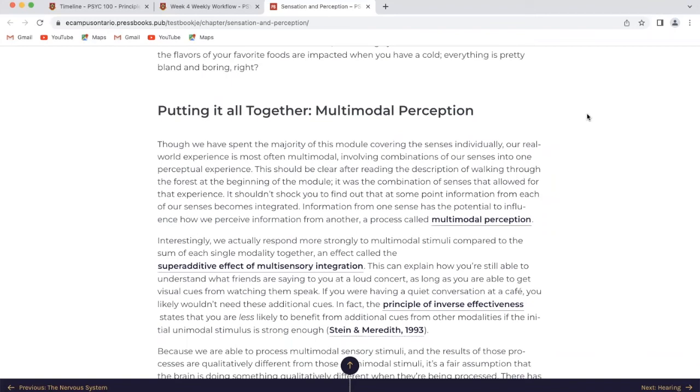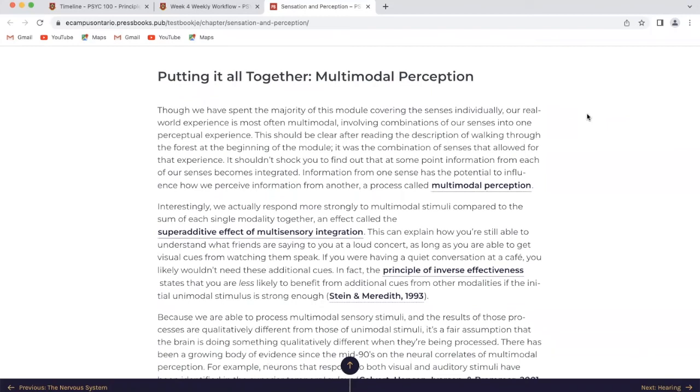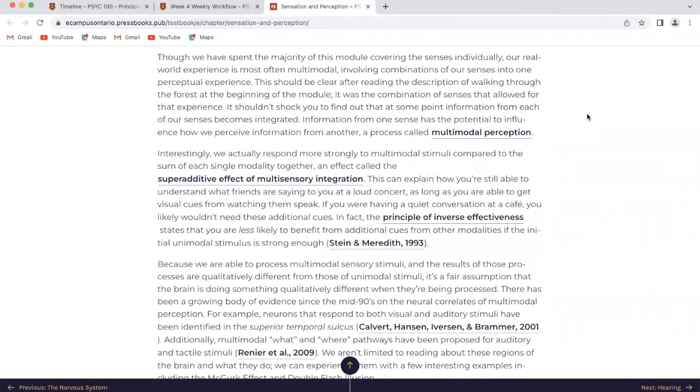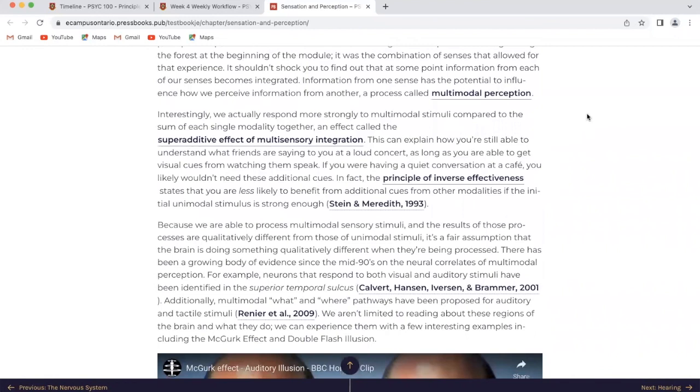Interestingly, we actually respond more strongly to multimodal stimuli compared to the sum of each single modality together, an effect called the superadditive effect of multisensory integration. This can explain how you're still able to understand what friends are saying to you at a loud concert, as long as you're able to get visual cues from watching them speak. If you were having a quiet conversation at a cafe, you likely wouldn't need these additional cues. In fact, the principle of inverse effectiveness states that you are less likely to benefit from additional cues from other modalities if the initial unimodal stimulus is strong enough.